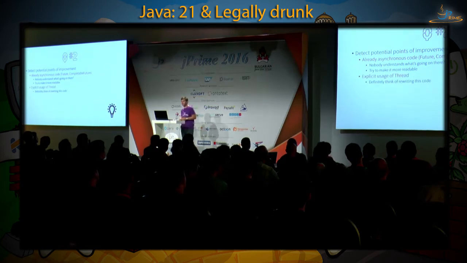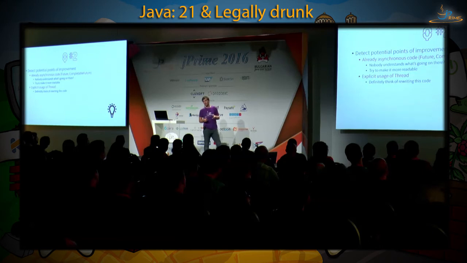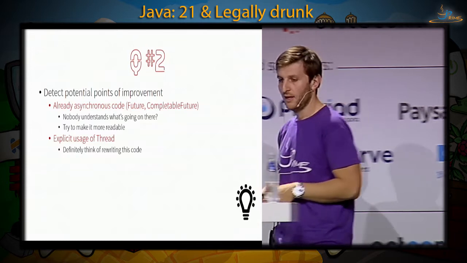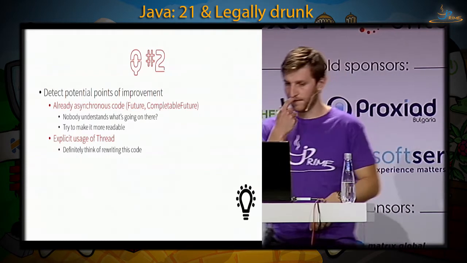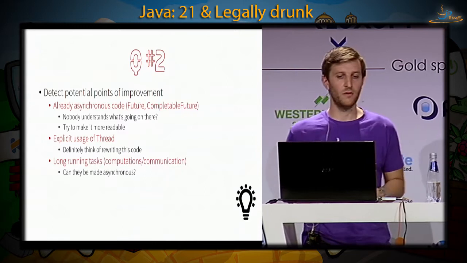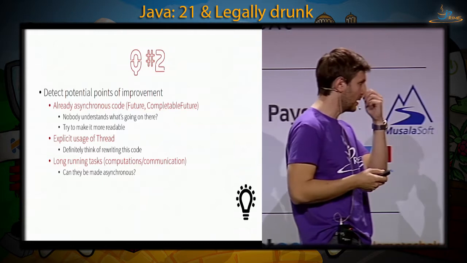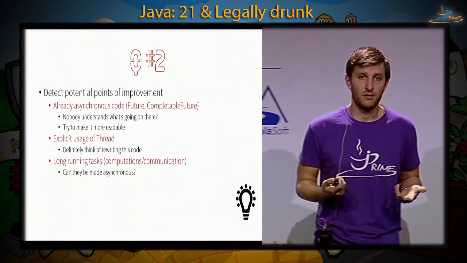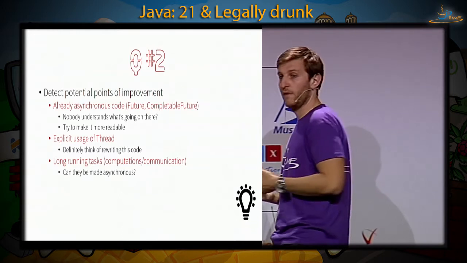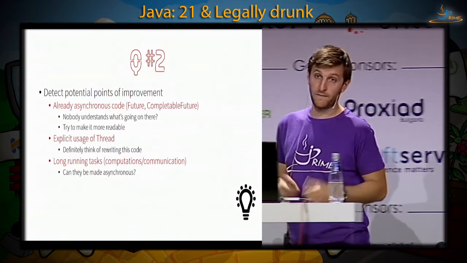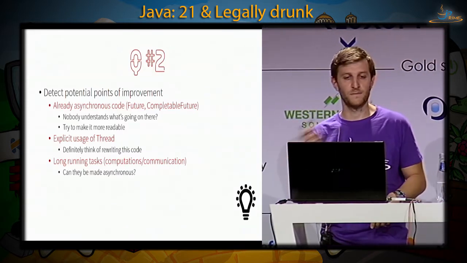If you see an explicit usage of thread somewhere, you should definitely think of rewriting this code. If not with RxJava, then at least use executor service or something like that. I think that in this day and age, we should not use threads explicitly by ourselves. For example, if you have some long-running task, maybe some computation or some communication process that takes a long time, can this be made asynchronous? I mean, do you really need to be blocked while you're waiting for the result? Who knows? Maybe yes, maybe no. If no, then try and do it with RxJava.